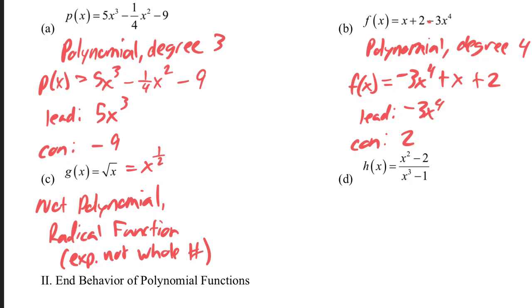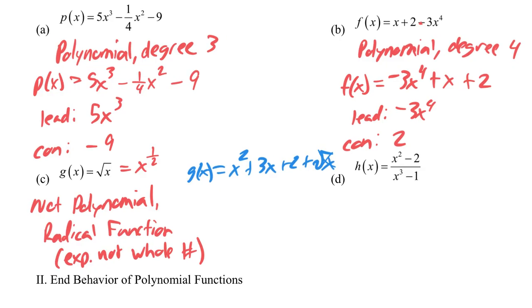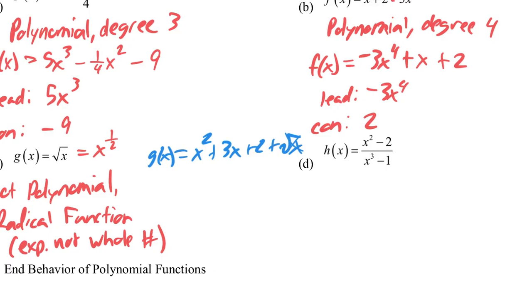So if that was something like, just throwing in there the rest of it, if one term fails, the whole thing fails. Right? So every term has to meet the criteria, and that one doesn't. Okay? And then last one, D, x squared minus 2 divided by x cubed minus 1. Polynomial?